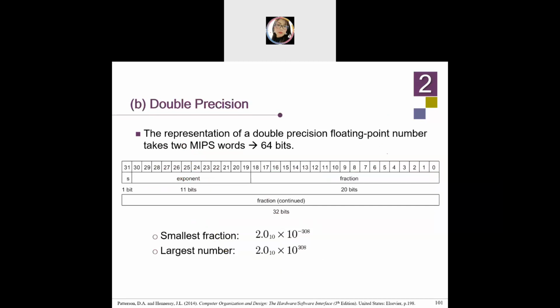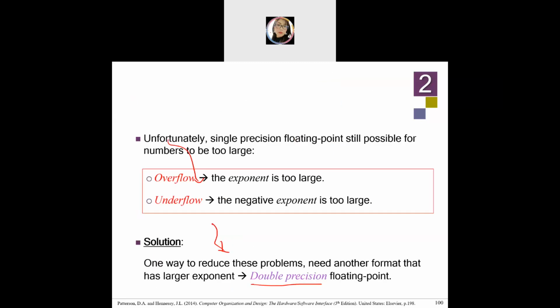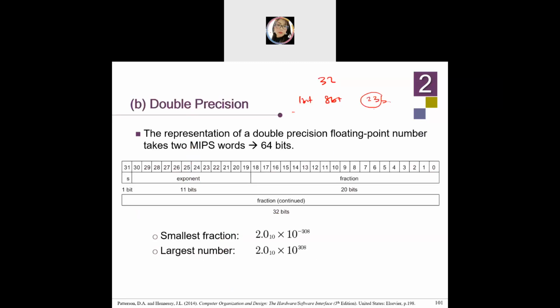Here is the format for double precision. Just now for 32-bit, you have 1 bit for sign, 8 bits for your exponent, and 23 for your fraction. Is it 32? Yeah, it's 23. Okay, so you have it like this.